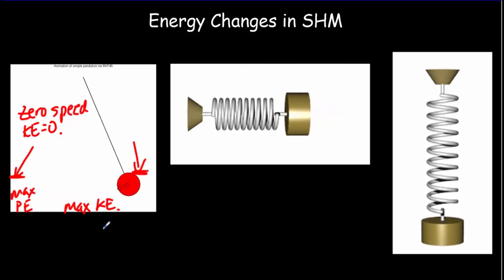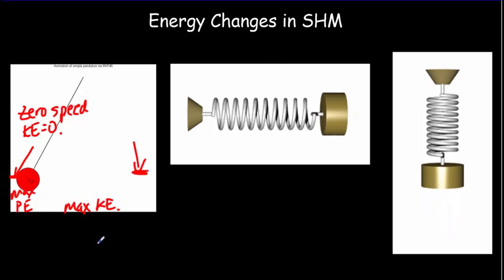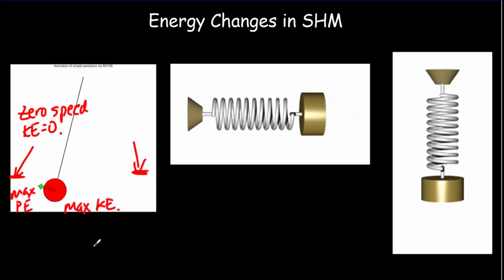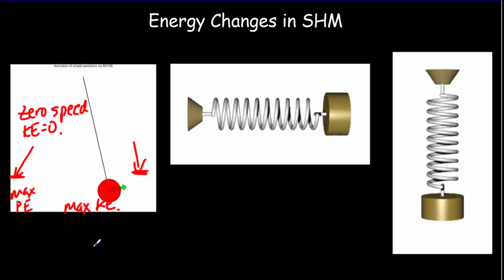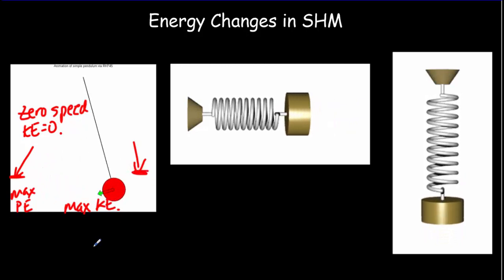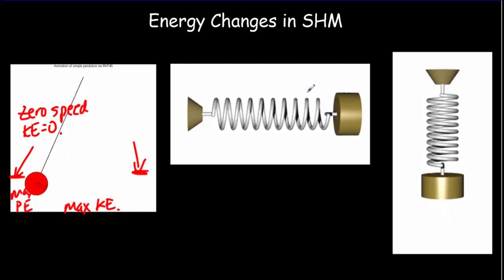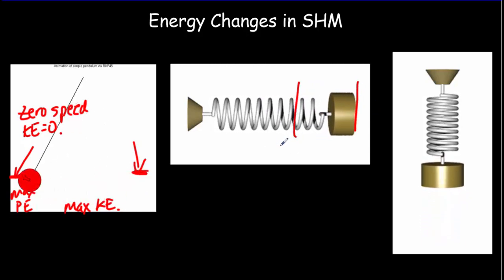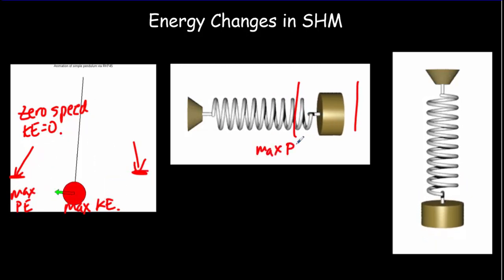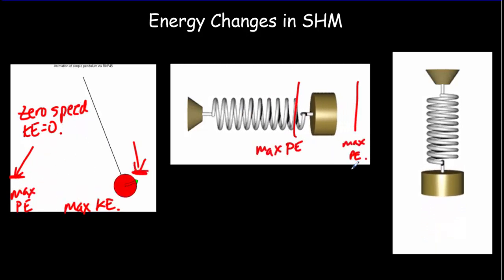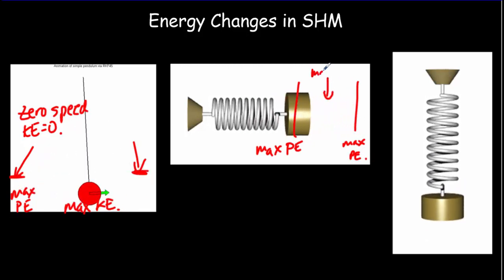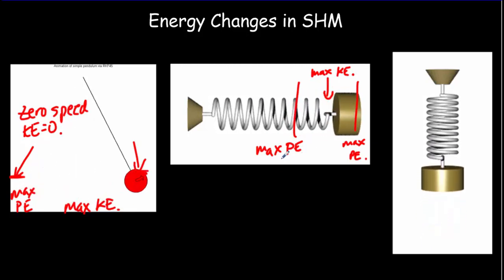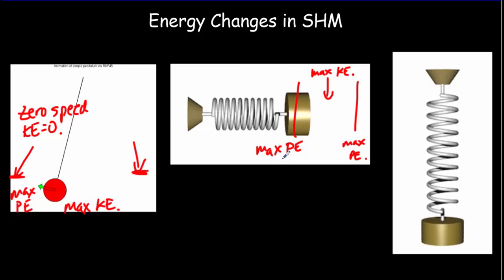So we have this constant transformation between gravitational potential energy and kinetic energy. It just sloshes back and forth between the two forms. Maximum kinetic energy in the middle at the equilibrium point, maximum potential energy at the endpoints. And you see it's exactly the same here for the mass on a spring. It's oscillating between two endpoints here, and it's going to have zero kinetic energy and maximum potential energy at those endpoints. Maximum kinetic energy in the middle at the equilibrium point. And the only difference between this and the pendulum is that in this case our potential energy is elastic potential energy.